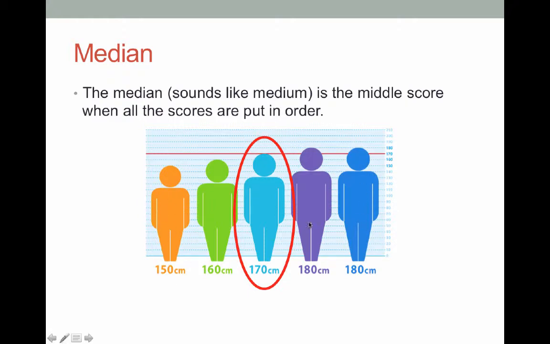The good thing about the median, unlike the mean, is that it doesn't take into account the largest or the smallest, or even the second largest and the second smallest. It only looks at the middle set of the data. It's really good when you have what's called outliers, which are really, really big scores or really, really little scores that would affect the mean.